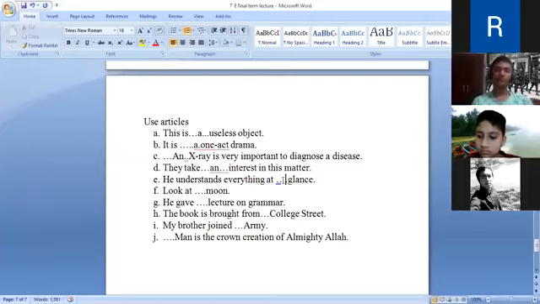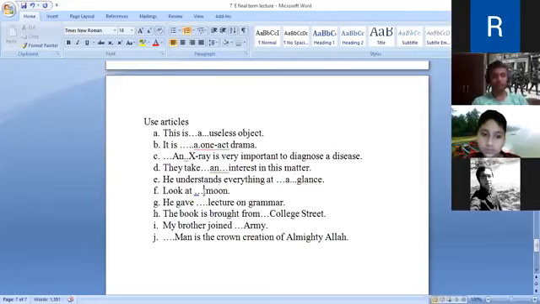Sayyid Tanbir. Question number E. Yes, sir. What is the answer of question number E? He understands everything at a glance. Right. This is also a phrase. All right. At a glance is a phrase.